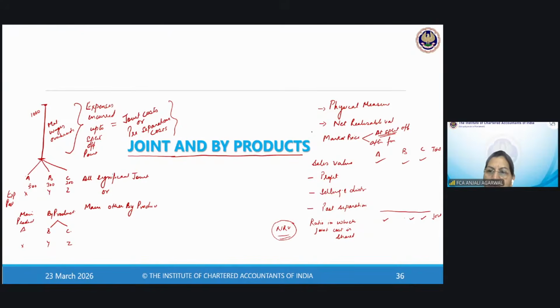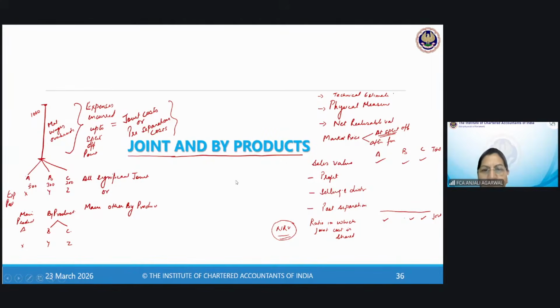There are other methods also. One is the technical survey or point survey method. Technical estimates may be calculated where these methods do not work properly. There can be other methods like the contribution margin approach, where the joint costs are separated as variable and fixed. And sometimes the gross margin approach may also be followed.